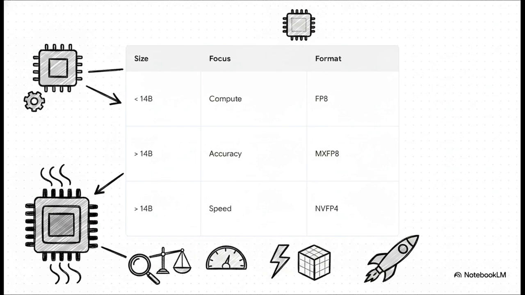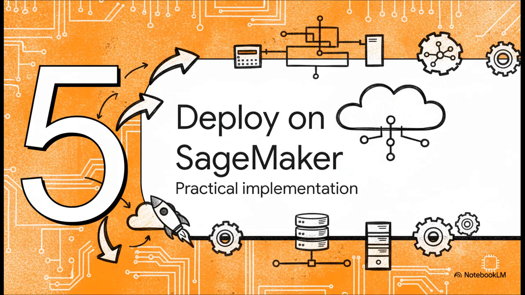And once again, we come back to that magic number, 14 billion parameters. For small, compute-bound models under 14B, the overhead of quantization kind of offsets the gains you'd see, so you should just default to FP8. But for large, memory-bound models over 14B, the impact is massive. You're going to want to use MXFP8 if you need strict accuracy, or jump to NVFP4 if your goal is maximum absolute throughput. All right, part 5, deploying on SageMaker.